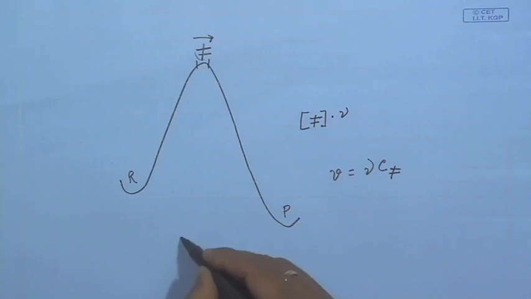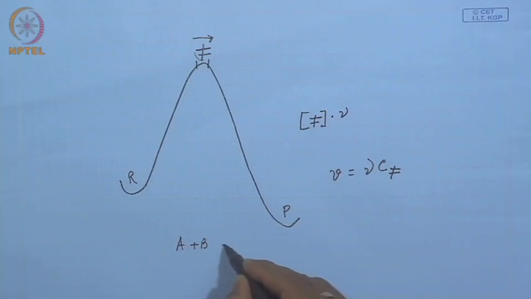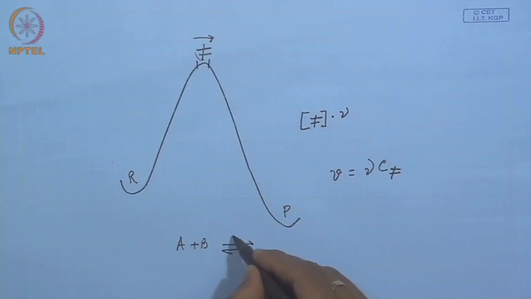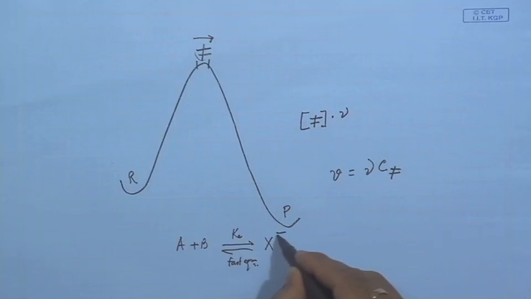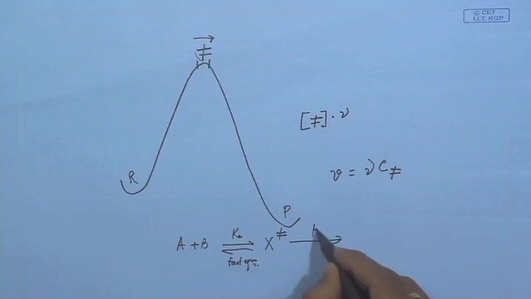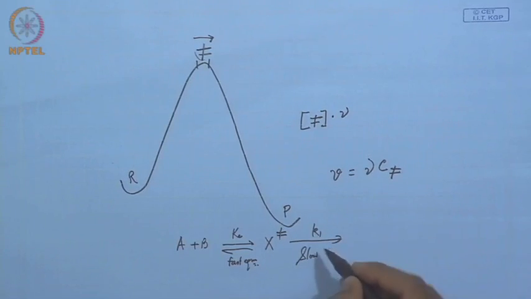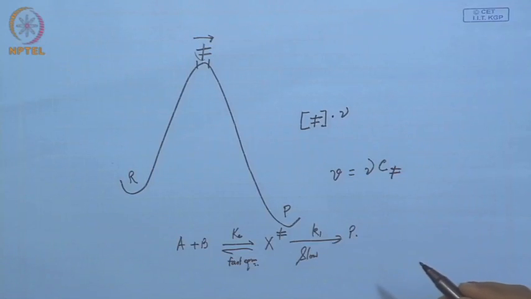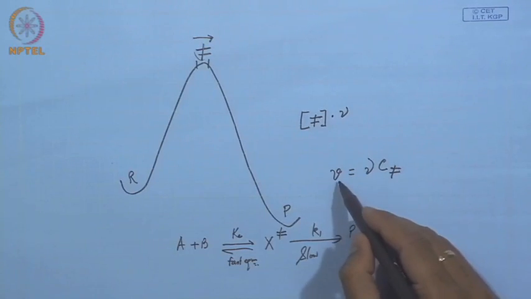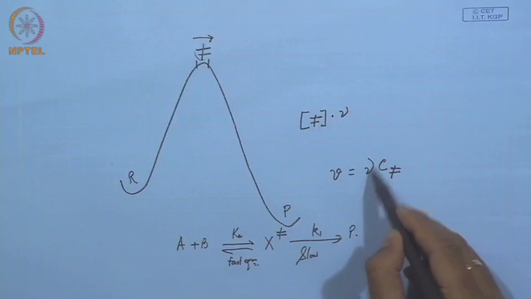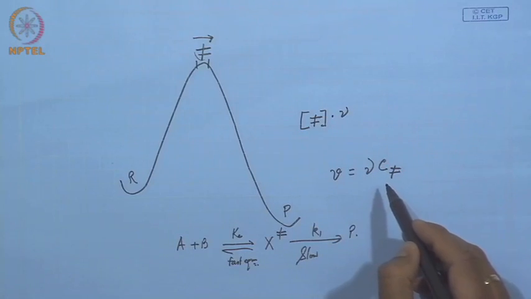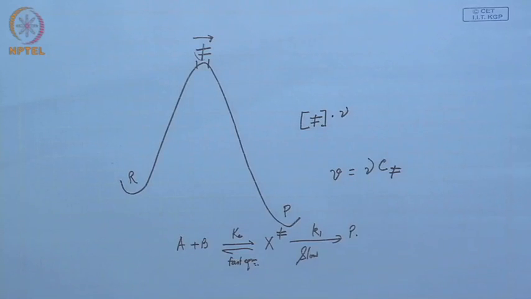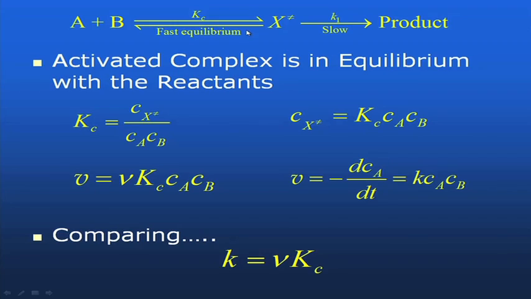So, basically it is A plus B in a quick equilibrium, Kc, a fast equilibrium, giving rise to X double dagger, and then K1, the slowest step, giving rise to product. For that I have written V, the reaction rate, which is equal to nu times C double dagger. So, this is your scheme.